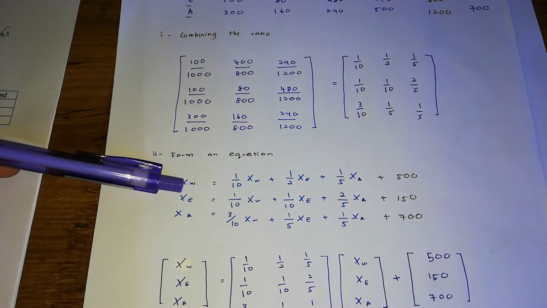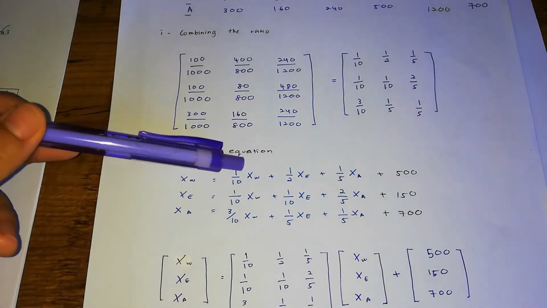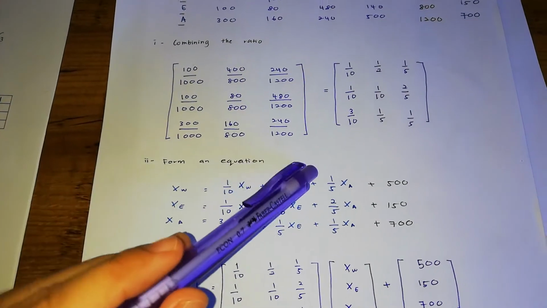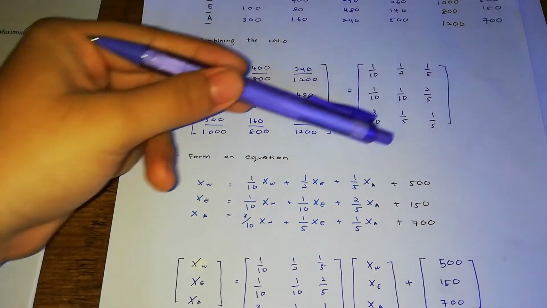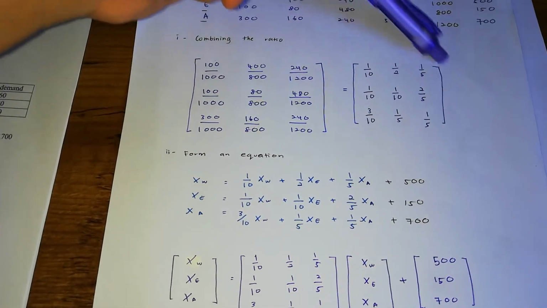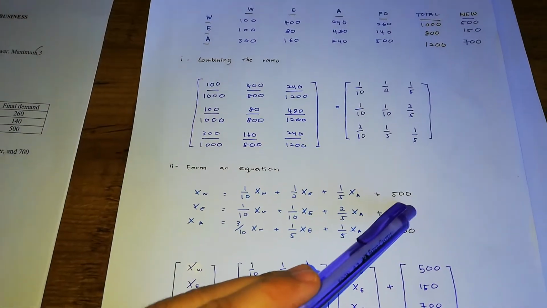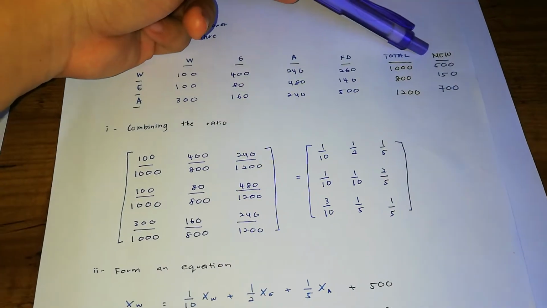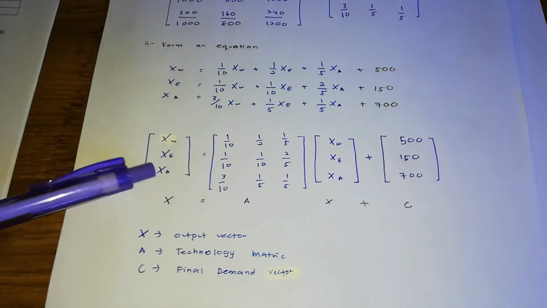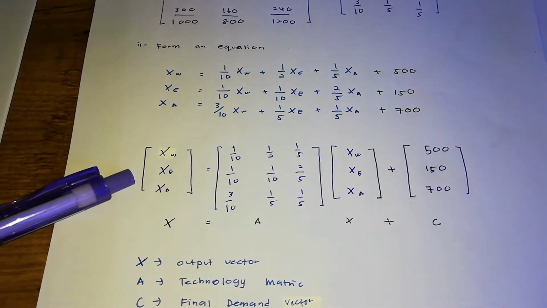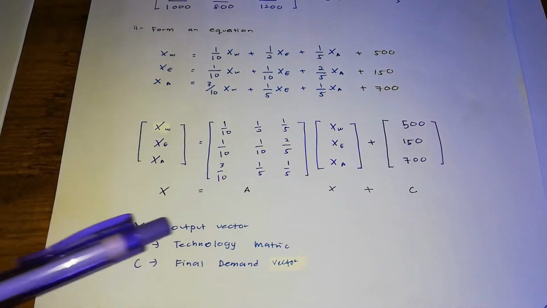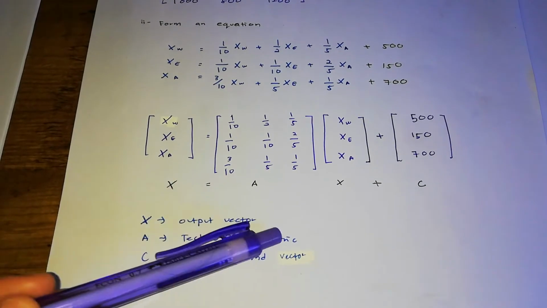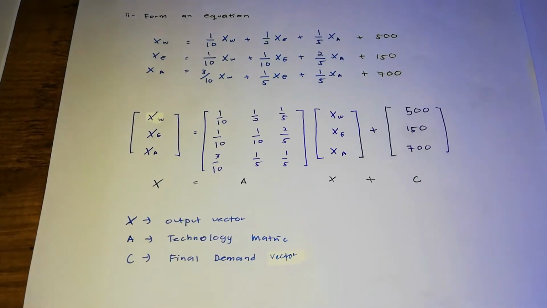For example, xw equals 1 over 10 xw plus 1 over 2 xe plus 1 over 5 xa plus 500. Whereas this one is xw, this one is xe, and this one is xa. The 500 we get from the new final demand. And then we form it in matrix form, and we get x equals A times x plus c.